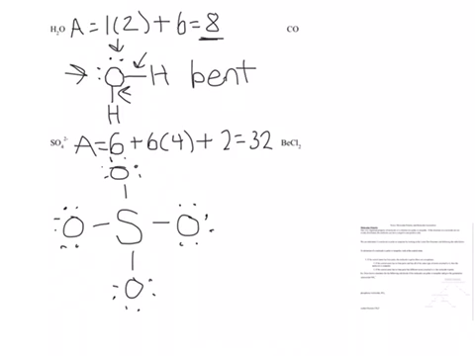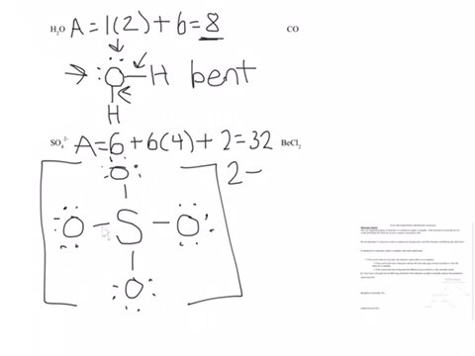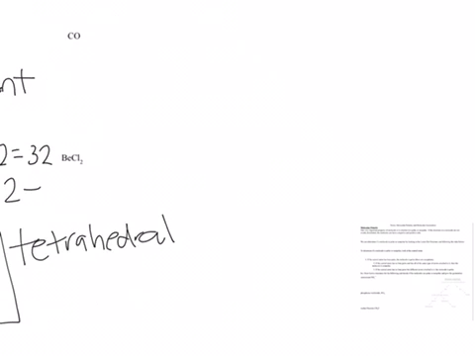All right, once all these lone pairs are drawn, we have 32 electrons. We're going to put it in brackets and give it its charge because it is a charged particle. This is 4 areas of electron density. So 1, 2, 3, 4. So that means we have a tetrahedral structure.